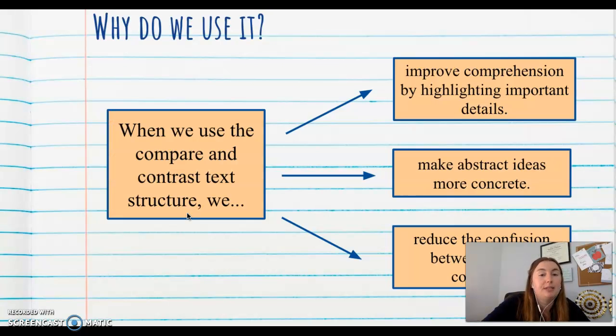Why do we use it? Well, a lot of times we use the compare and contrast text structure because we want to improve our own comprehension by highlighting important details. A lot of the times we kind of skim over details, and actually writing about what the similarities and differences are between two different things helps us to understand those things more.